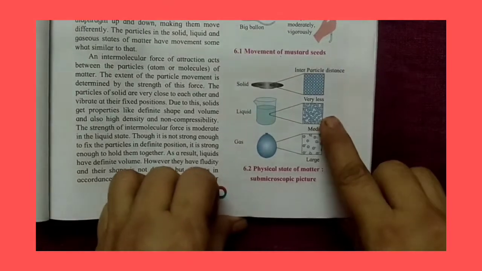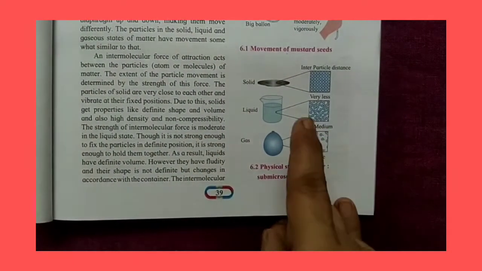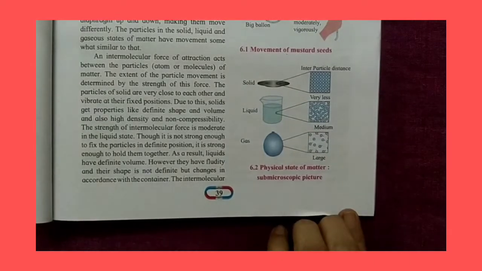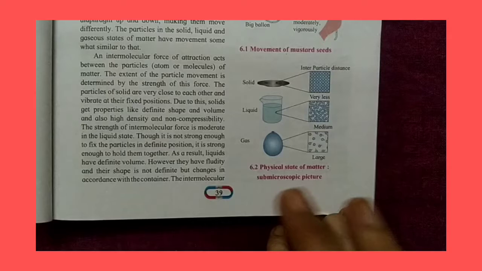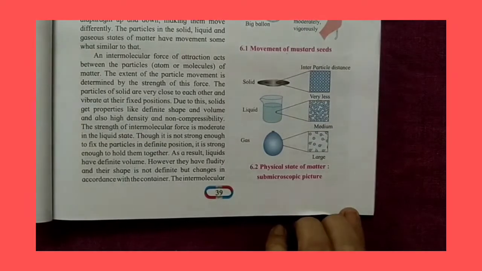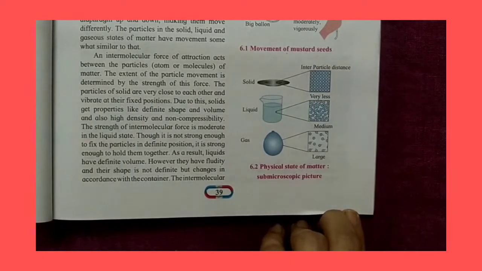Now in case of liquid, what happens? The distance between the particles is a little bit more in case of liquid, so the particles can move a bit. They can move to the right, left, up, down a little bit because there is some space. Now see, when you travel in a train or bus, if there is a lot of crowd, you cannot move. You have to stand in one place. But if there is very less crowd in the train, we can move wherever we want.